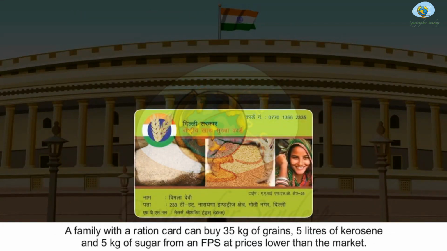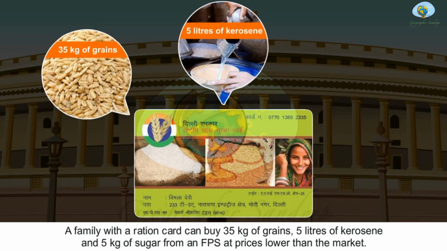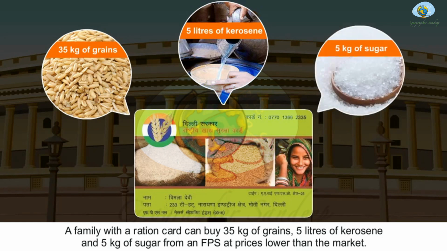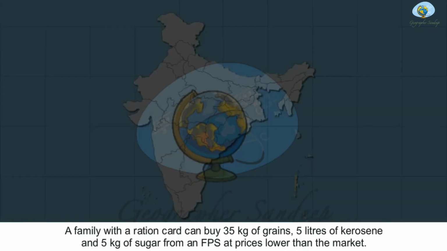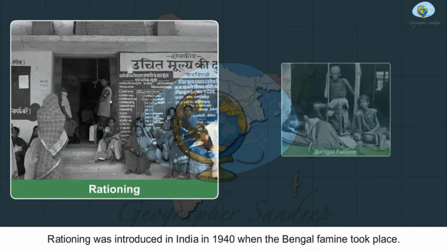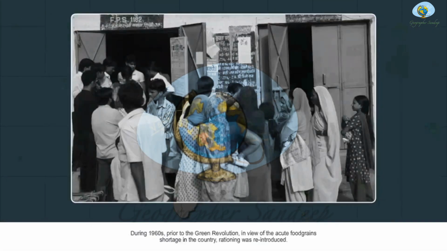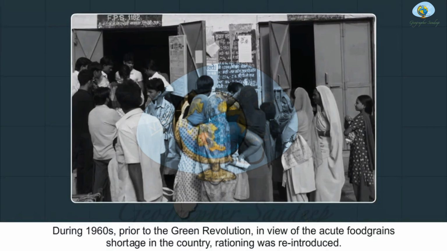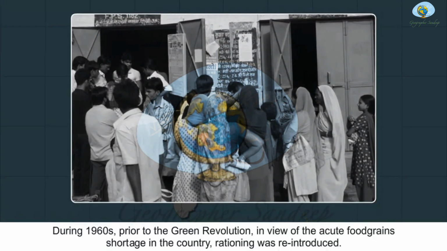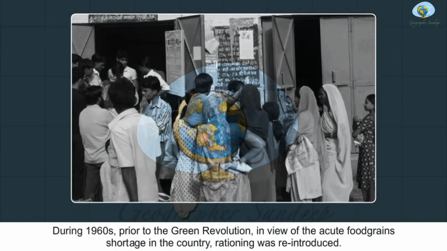A family with a ration card can buy 35 kg of grains, 5 liters of kerosene and 5 kg of sugar from an FPS at prices lower than the market. Rationing was introduced in India in 1940 when the Bengal famine took place. During the 1960s, prior to the Green Revolution, in view of the acute food grains shortage in the country, rationing was reintroduced.